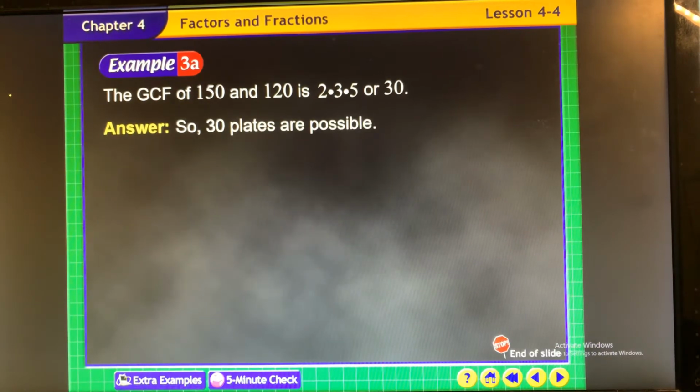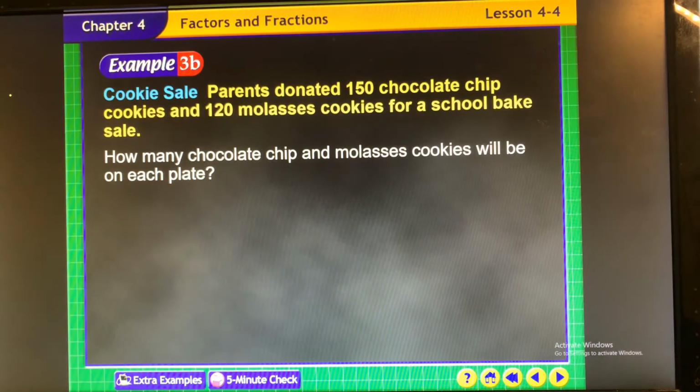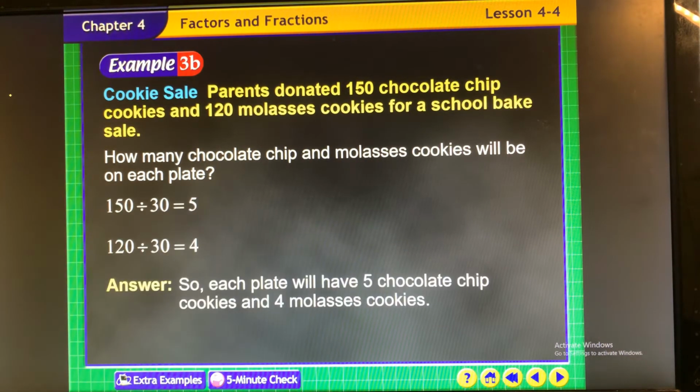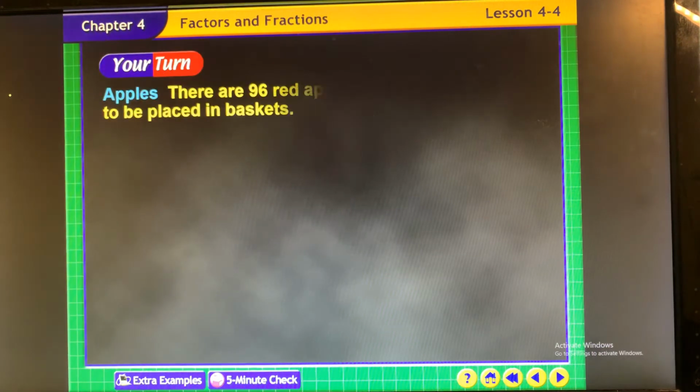So 30 possible plates. Then the question is, well, how many chocolate chips and molasses cookies will be put on each plate? Well, if you have 150 chocolate chip cookies and 30 plates, don't you just need to know how many 30s are in 150 and how many 30s are in 120? So we do need 5 chocolate chip cookies per plate and 4 molasses.